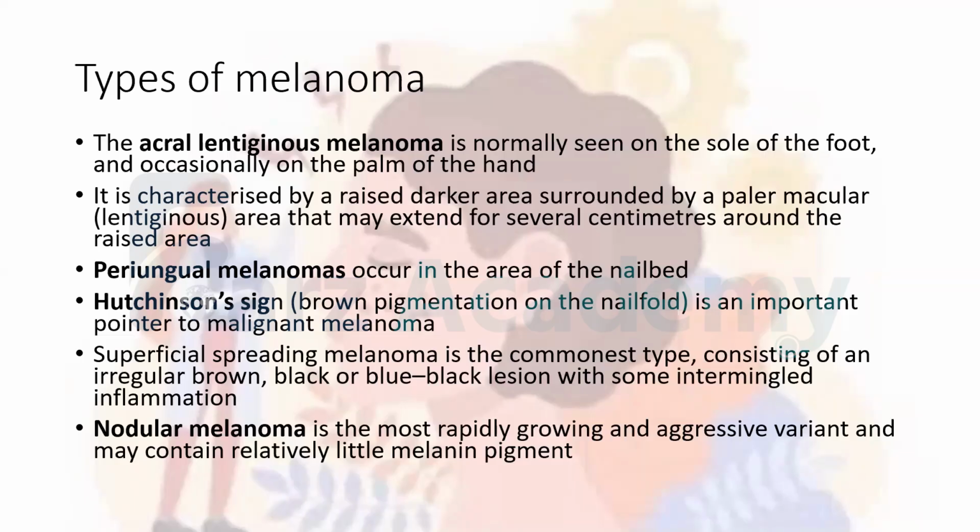Superficial spreading malignant melanoma is again the most common type of malignant melanoma, consisting of irregular brown, black or blue-black lesions with some intermingled inflammatory area. And next is nodular melanoma, which is the most rapidly growing and aggressive variant and may contain relatively little melanin pigment. So the varieties are acral melanoma, superficial spreading, nodular, lentigo maligna melanoma, and periungual malignant melanoma. So these are the different types of malignant melanoma.